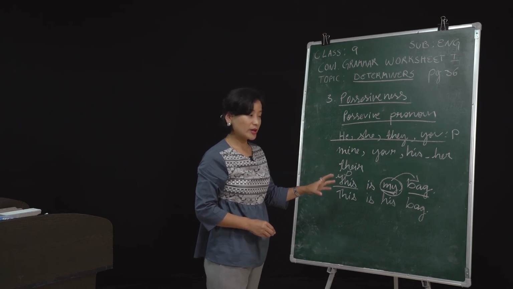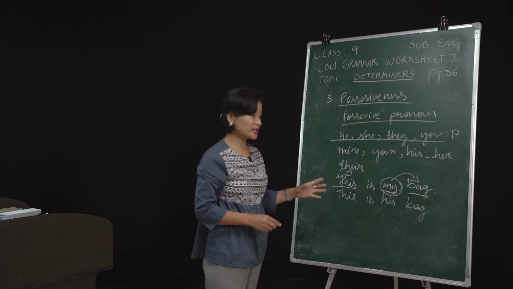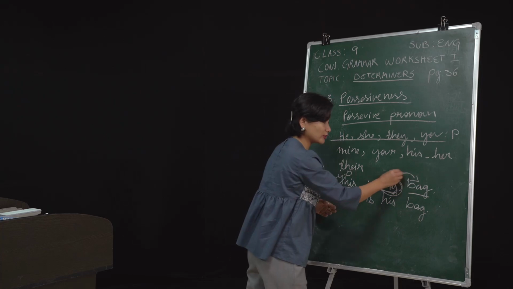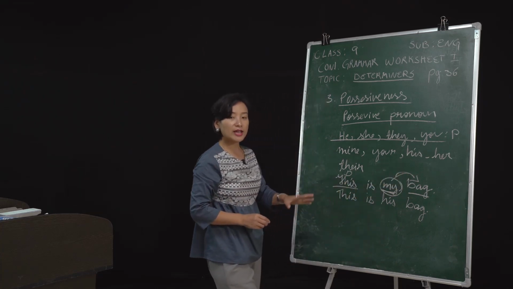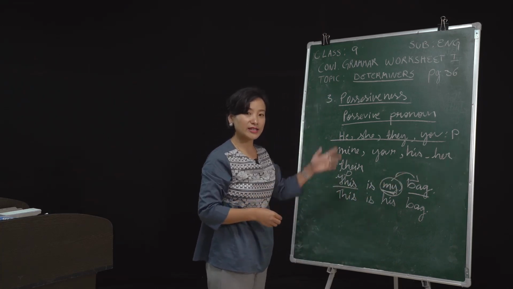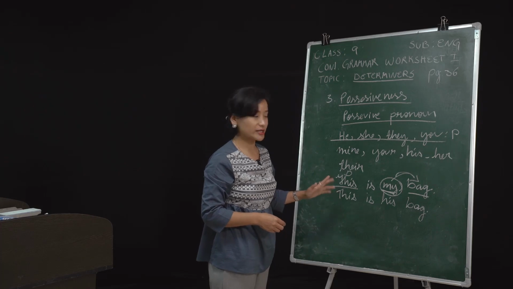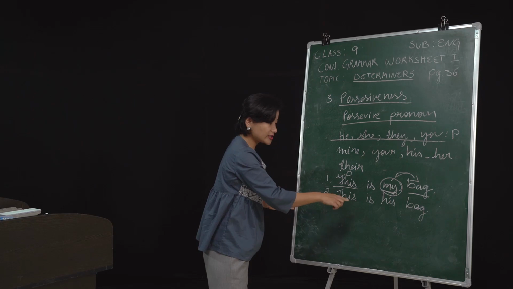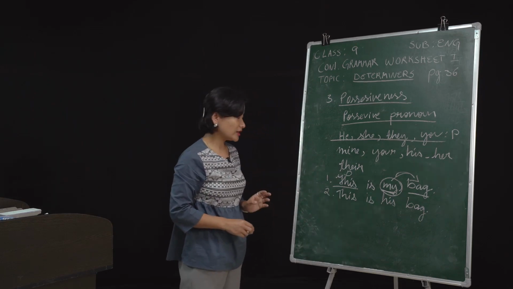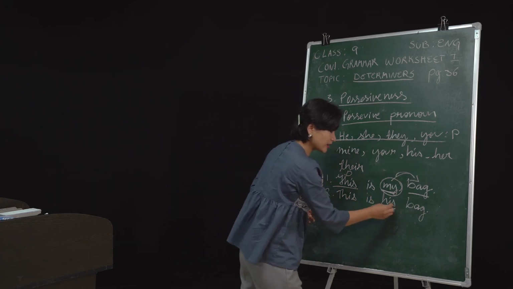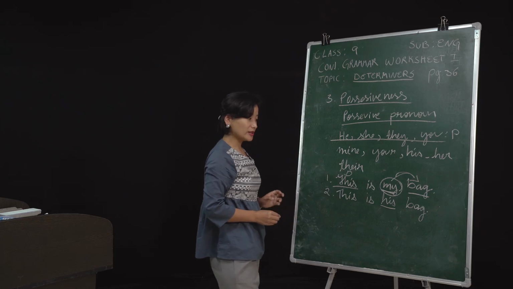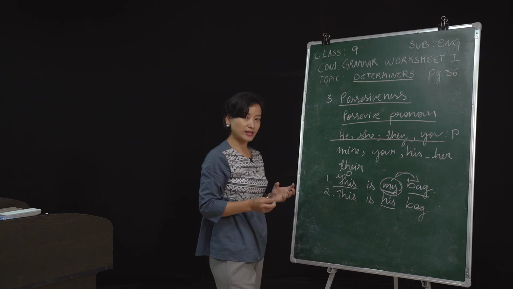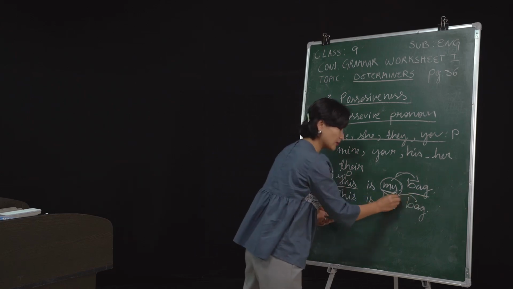And how is it functioning here? Isn't it specifically specifying that this bag belongs to this person, right? So see, it is functioning as a determiner. So that's why it is a determiner. Now let's take the second example here. This is his bag. Now, his here is again a determiner because it is specifically stating that this bag belonged to him.